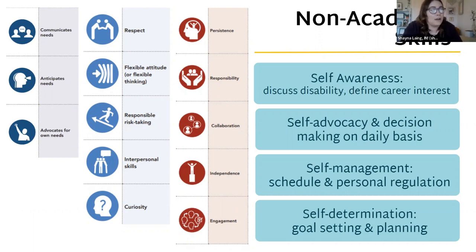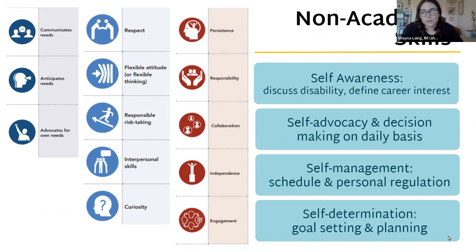Self-management, so having students maintain their own schedule and personal regulation. This should look like fading supports for them to get from class to class or getting around campus, really helping them do that with independence. And when issues arise, helping them problem solve accordingly. Where do we go if we get lost? Who would we contact? What would be a good next step?